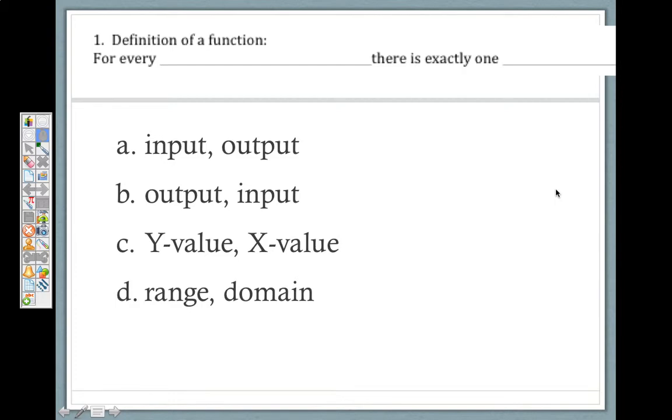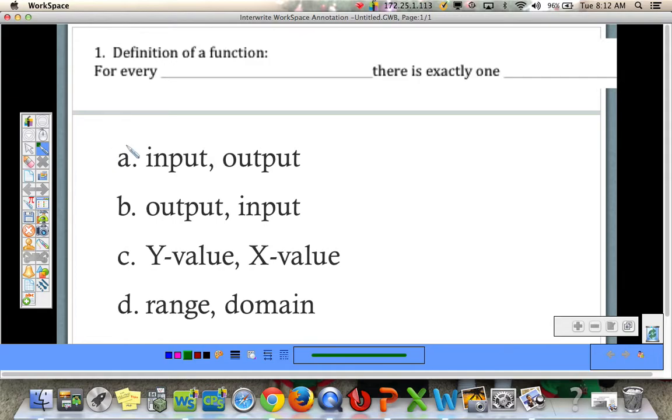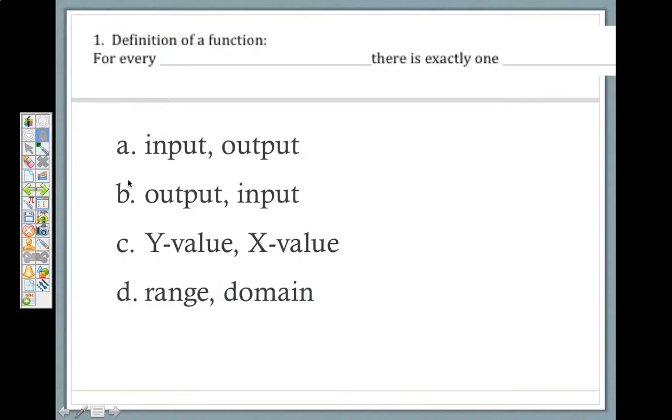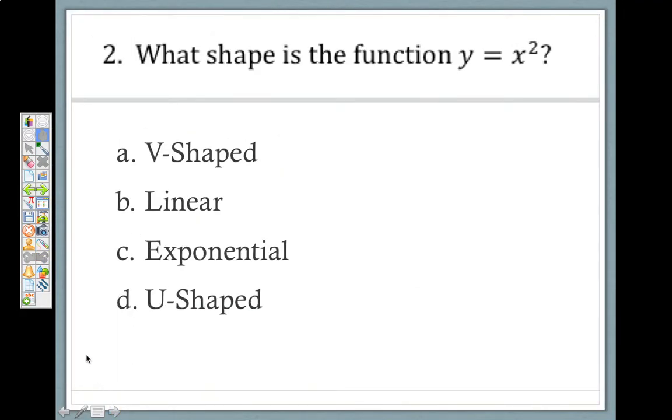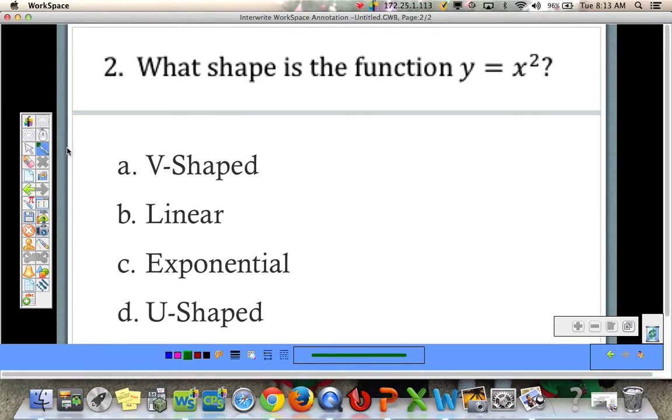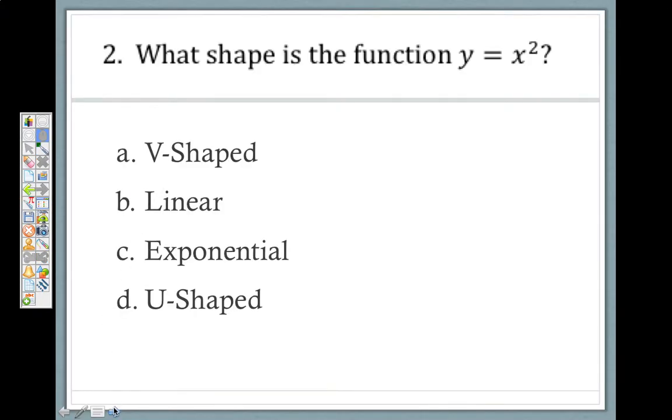The definition of a function is: for every blank, there's exactly one blank, and that is input-output. For every input, there's exactly one output. Next thing you should know is, what is the shape of this function? y equals x squared. We studied this extensively. You should know that it is a U-shaped graph, quadratic, parabola.